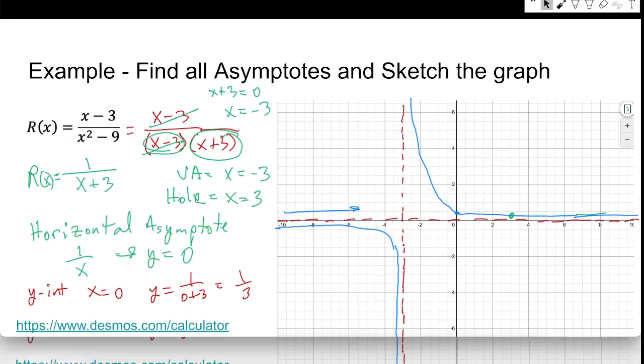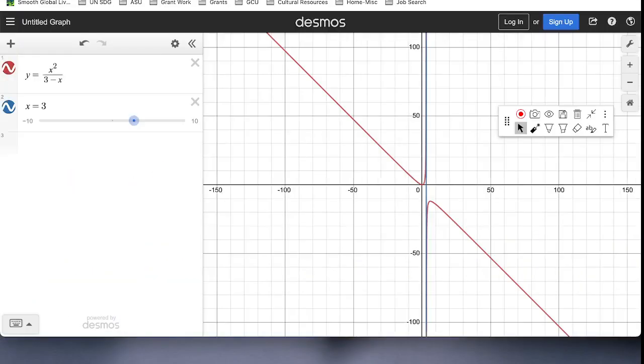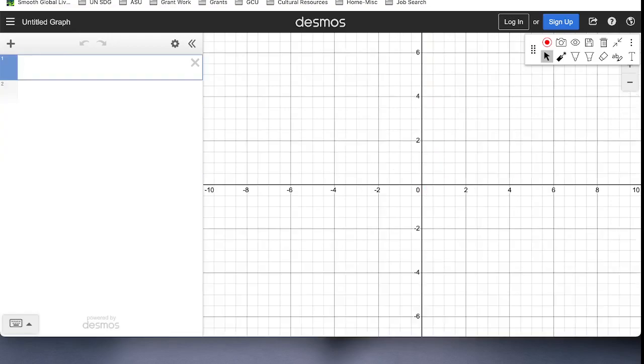So let's go ahead. We'll come back here. Actually, I don't think we need to graph it again. I think we still have it graphed. Here we are. Oh, no, that was that other one. I must have deleted it or something. So we'll go ahead and do this.